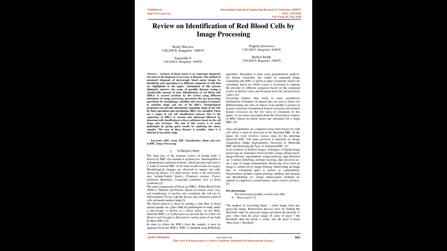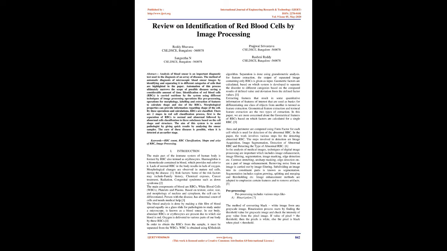Identification of red blood cells, RBCs, is done by the system using different techniques of image processing operations like pre-processing, operations for morphology, labeling and extraction of features to calculate shape and size of the RBC's. Morphological properties can provide information regarding shape of the cell. By these operations and calculations, RBCs are classified.